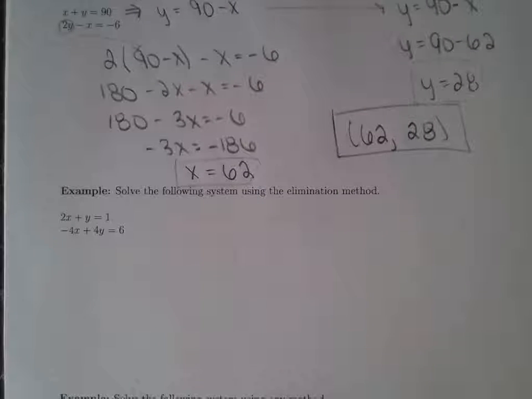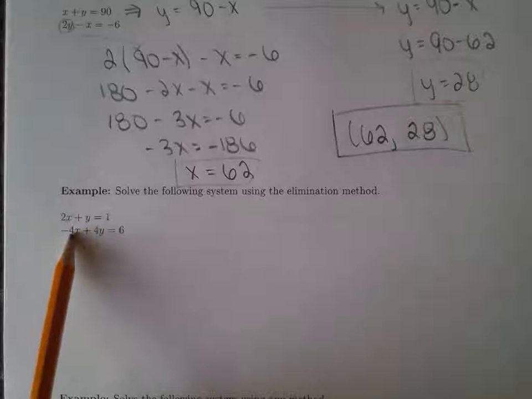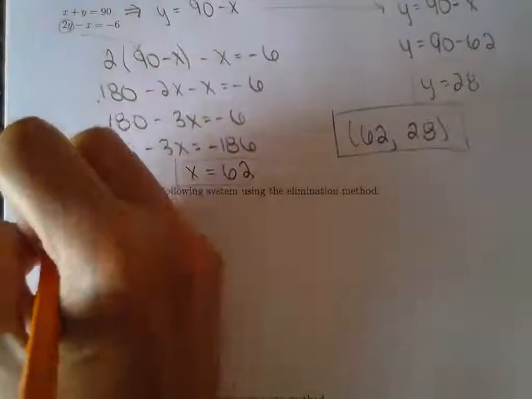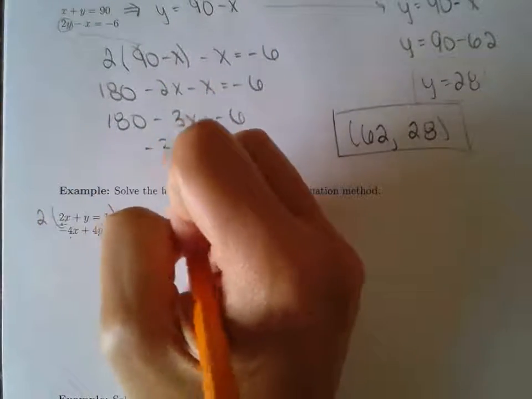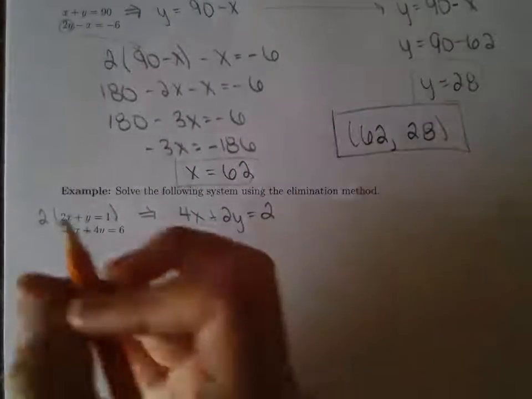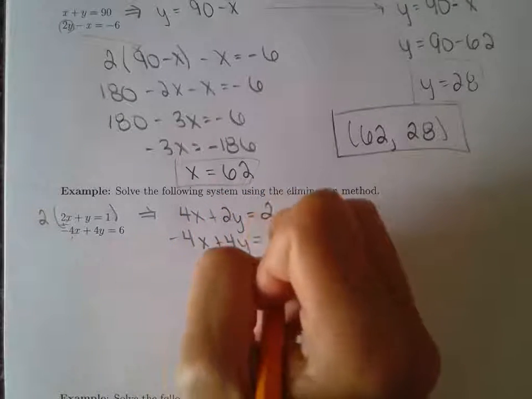Okay, so it says 2x plus y equals 1, and then we have negative 4x plus 4y equals 6. Okay, so what I like to do is I like to get these x's, which they're already lined up, and they just need to be opposites of each other. So I'm going to make this 2x into a positive 4x. So I'm going to multiply this whole thing by 2, which gives me 4x plus 2y equals 2. So you have to multiply everything by 2. I'm going to leave the second one the same. So negative 4x plus 4y equals 6.